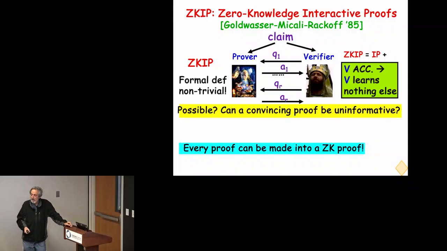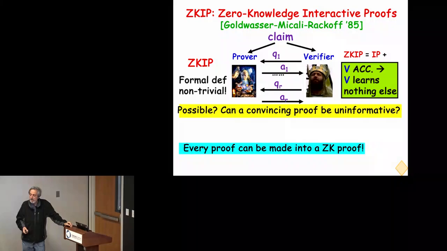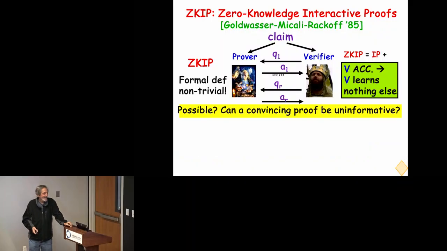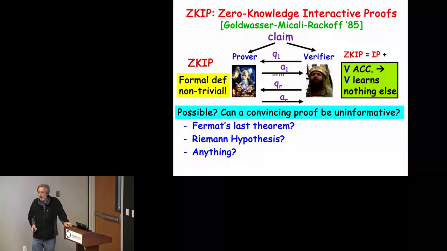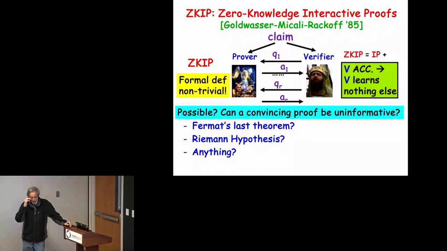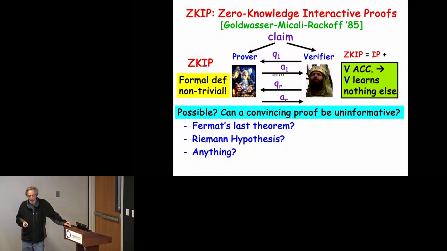Could you go into a little bit more detail about how you're formalizing what it means for a proof to be uninformative, if you want? Yeah. No. I'll say a couple of sentences. Of course, the answer is longer, but yeah.